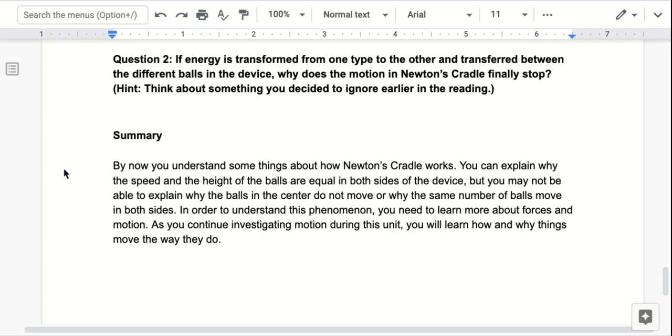You can explain why the speed and the height of the balls are equal on both sides of the device, but you may not be able to explain why the balls in the center do not move or why the same number of balls move on both sides. In order to understand this phenomenon, you need to learn more about forces in motion. As you continue investigating motion during this unit, you will learn how and why things move the way they do.